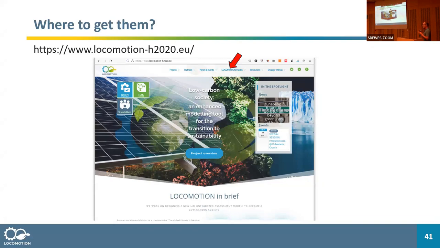Just to mention that the apps are not yet open to the public. So they will be before the project ends, because we still need to work a bit on the scenarios. They are ready, but we still need to work on the scenarios to improve the user experience and so on.